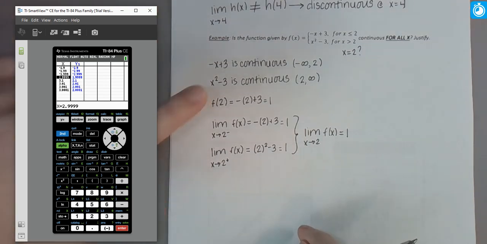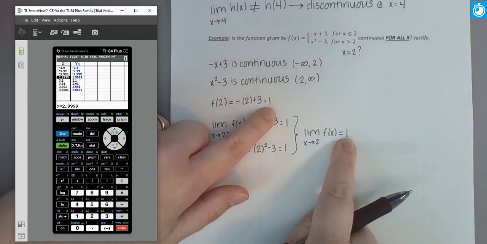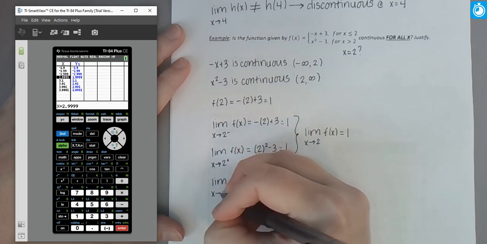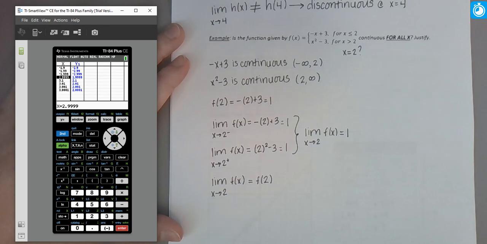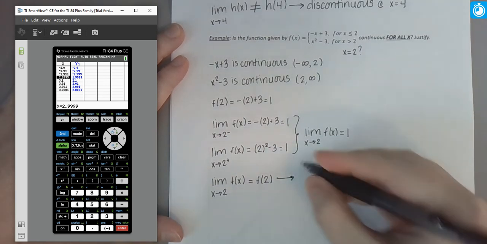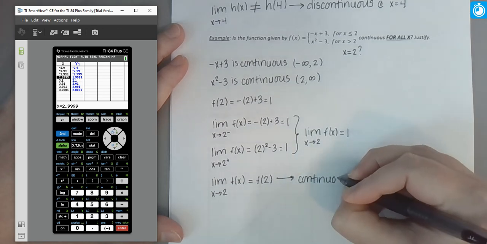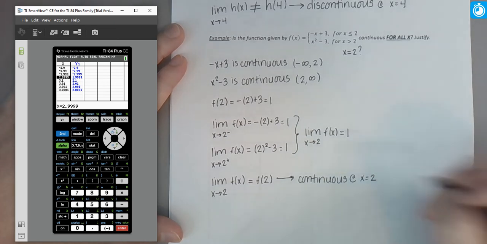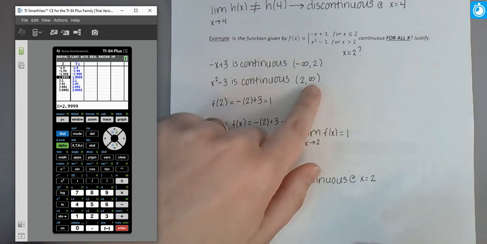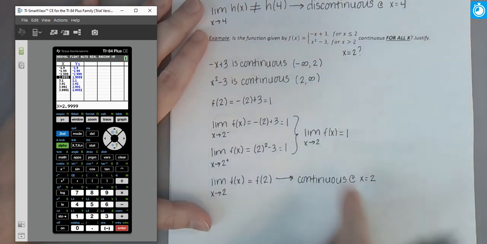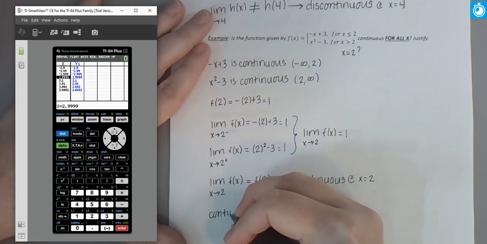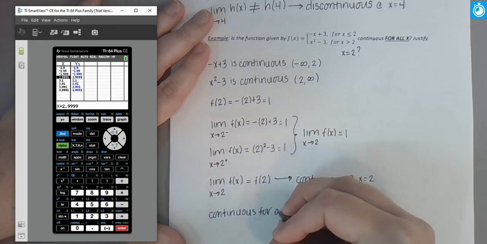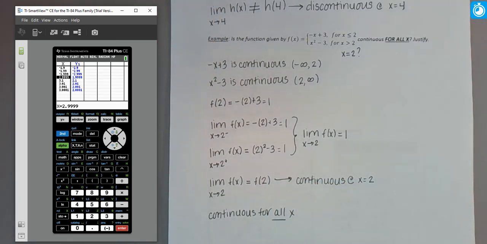So our function value exists, our limit exists, and they have the same value. So the limit as x approaches 2 for our function f of x is also equal to f of 2, which is our requirement to say that all three of these are met. That's our requirement to say that we are continuous. So because of this conclusion, we are continuous at that one location. That proves that we're continuous at x equals 2. So we're good from negative infinity to 2. We're good at x equals 2. And we're also good from 2 to infinity. So based on those three items, that tells us we are continuous for all x. So we can confirm that. All x, all the way from negative infinity to infinity.